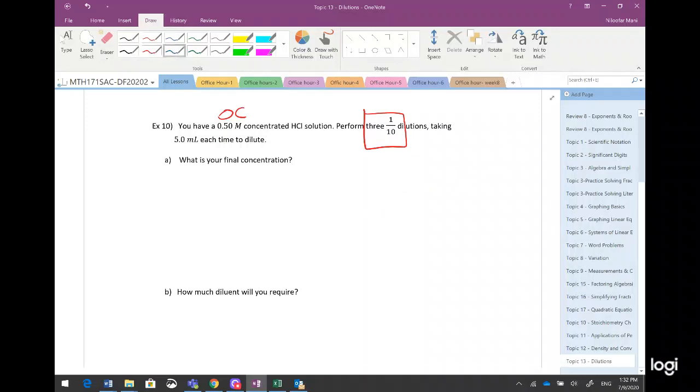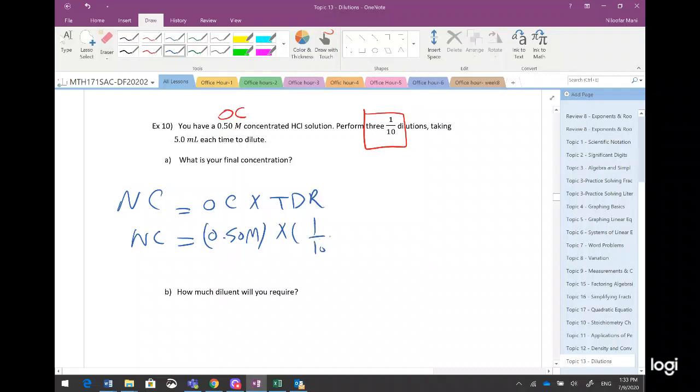So new concentration is old concentration multiplied by the total dilution ratio, which is 0.50 M, capital M molarity, multiplied by 1 over 10, times 1 over 10, times 1 over 10. Which is 0.0005 molarity. So we changed the molarity from 0.5 moles per liter to this number, reducing it a lot, because we did 1 over 10.